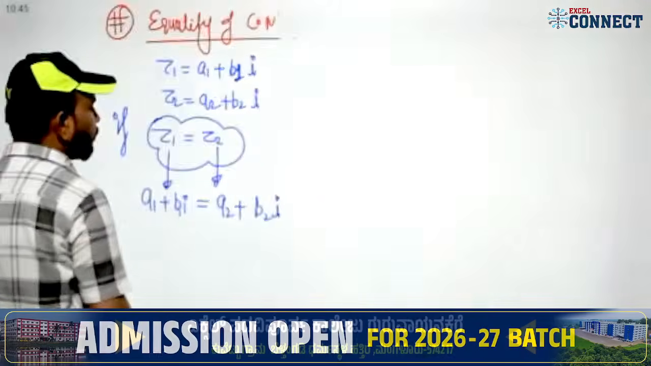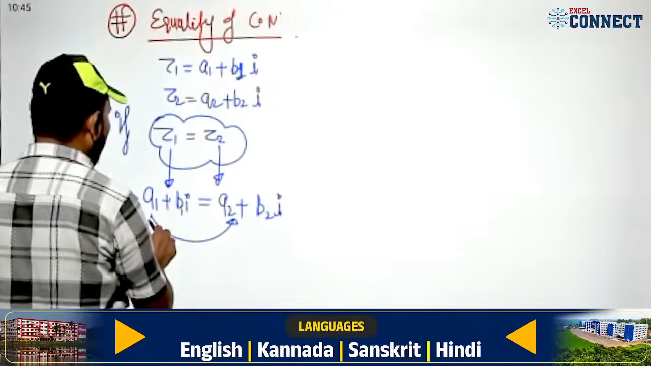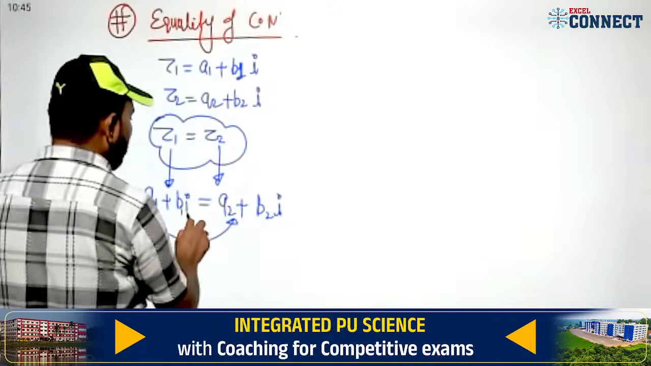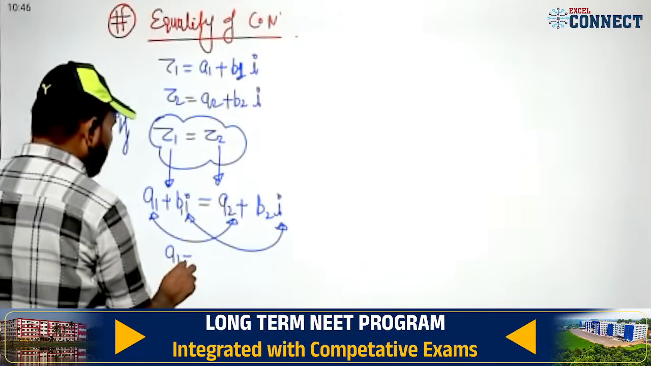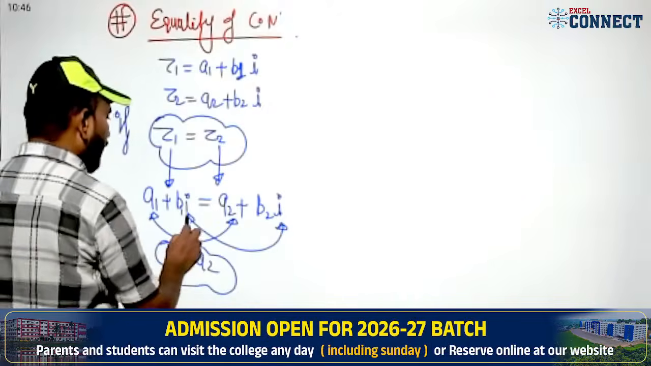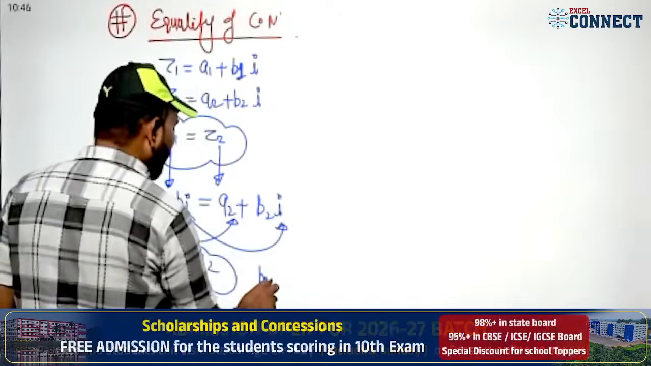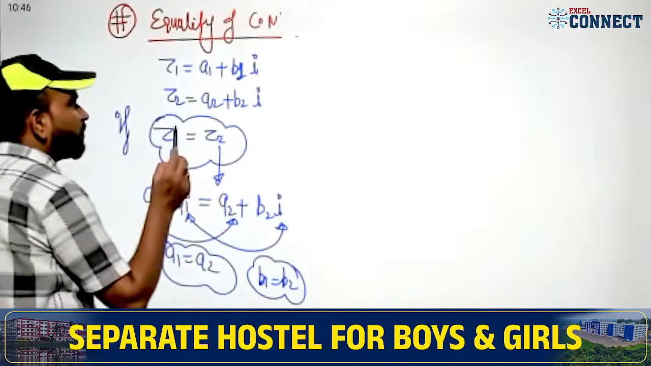So actually you need to do what? Real portion equal, or imaginary portion equal. So equation is A1 must be equal to A2, and B1 must be equal to B2. Real part equal, imaginary part equal.